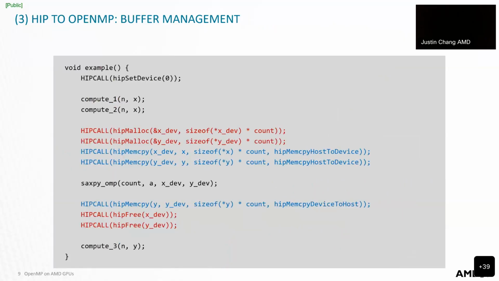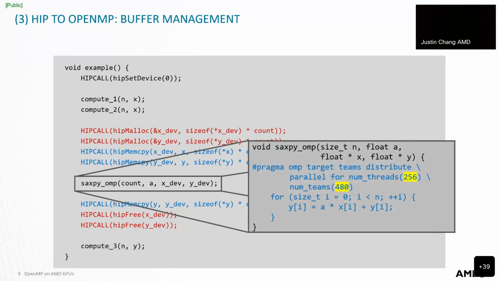All right, let me go over a third example. So now let's suppose you have a HIP code, a native HIP code, and you want to now invoke some OpenMP. So again, this is the basic HIP API. You initialize the X and Y device pointers. You copy from the host to the device, and then we have a SAXPY OpenMP invocation. And so here is just an example of how this would look.